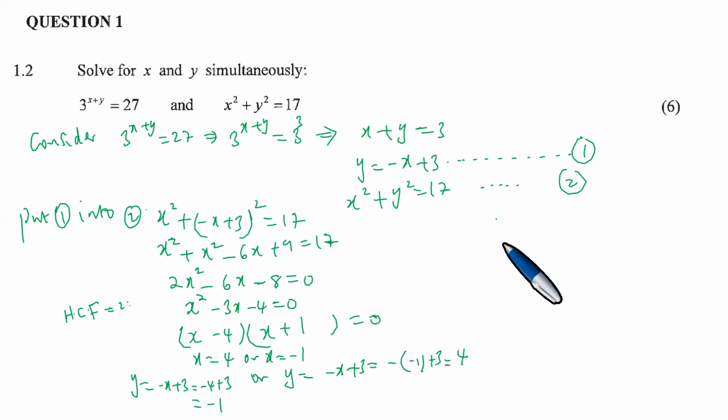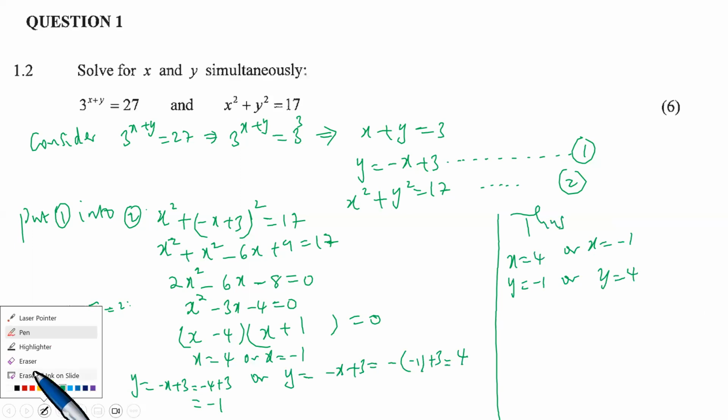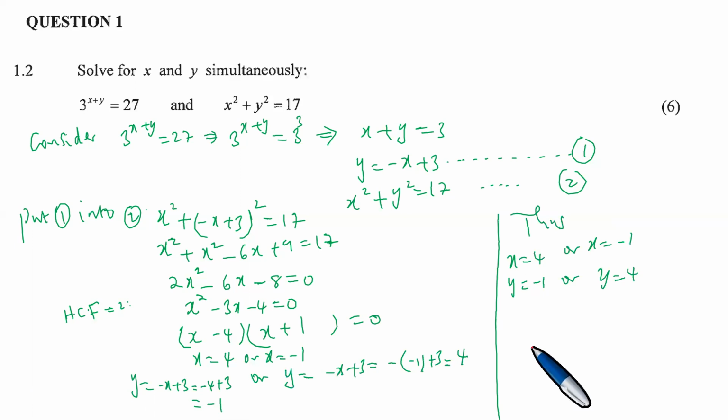Right, so in conclusion, we're able to say the following. Thus, we have that x is 4, y is minus 1, or x is minus 1, y is 4. And therefore, we have solved these 2 equations simultaneously. And we are excited because we're done. We continue to do the next one.